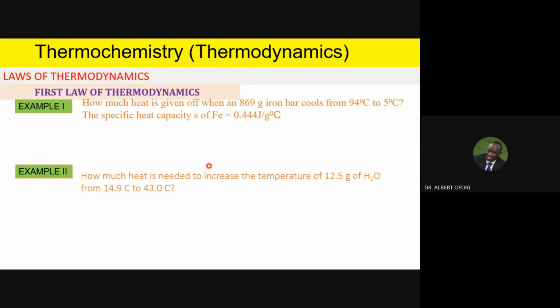I can see that. Okay, so it says that it's giving off. Definitely what it means is that at the end, we should be getting a negative value. It says, how much heat is given off when this mass of iron bar is cooled from 94 degrees to 5 degrees, given the specific heat capacity of that iron to be that. So what do you think will be the heat?